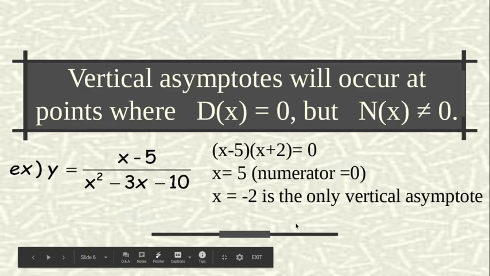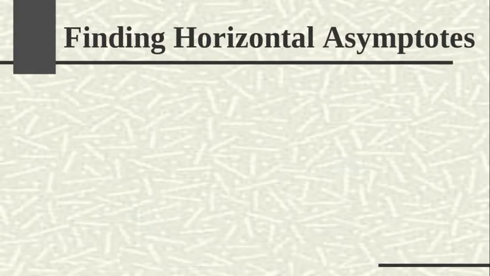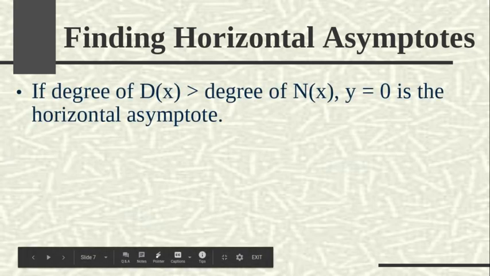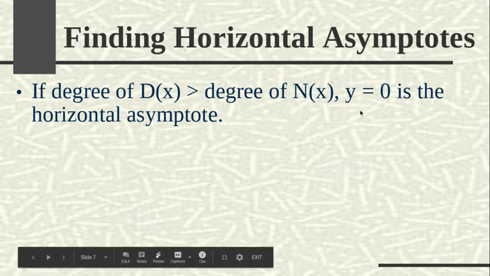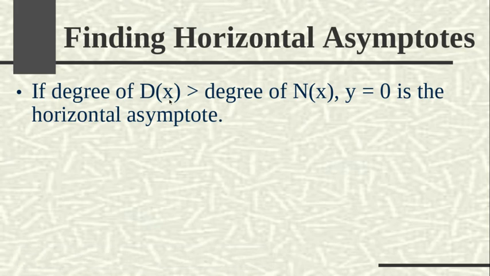To find the horizontal asymptotes, it's a little trickier. We have to look at the degrees of the polynomial on the top and the bottom. The first rule: if the degree of the denominator is bigger than the degree of the numerator, then the line y equals 0 will be the horizontal asymptote. It doesn't matter how much bigger the degree of the bottom is. If it's bigger by any amount, then y equals 0 is the horizontal asymptote, which is the x-axis, which is why we see that a lot when we graph rational functions.